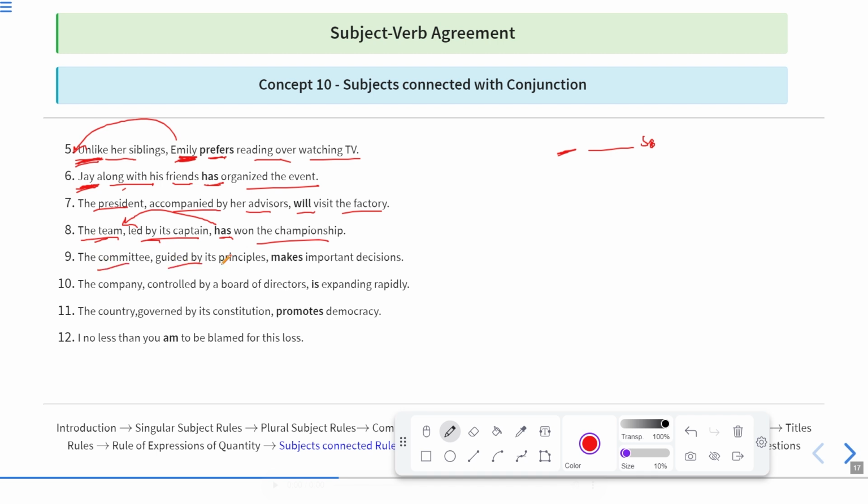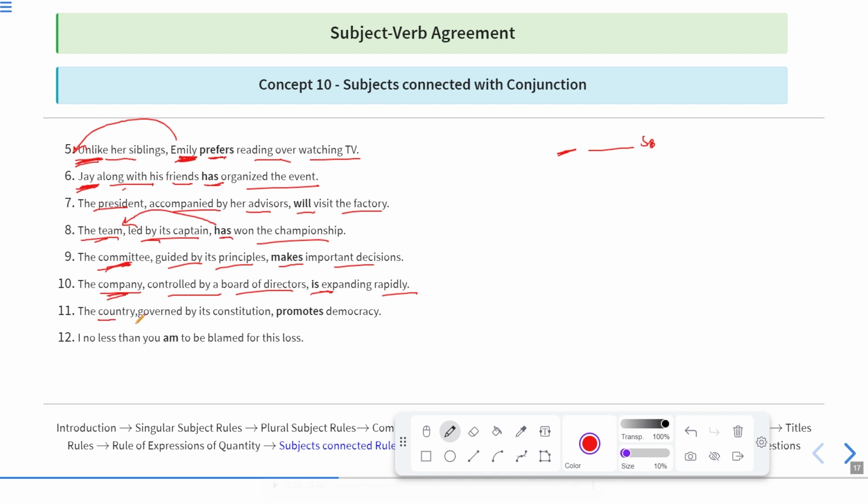The committee, guided by its principles, makes important decisions. So the first subject is the committee. The company, controlled by a board of directors, but here we are talking about the company, which is a singular subject. Here we are using is expanding rapidly. Now also these words which are just after it, they are either the attributes or the participles of the sentence. That is why we use the verb according to the subject.